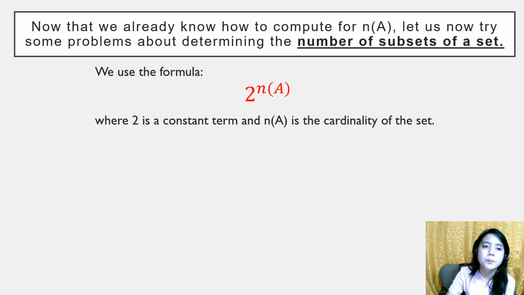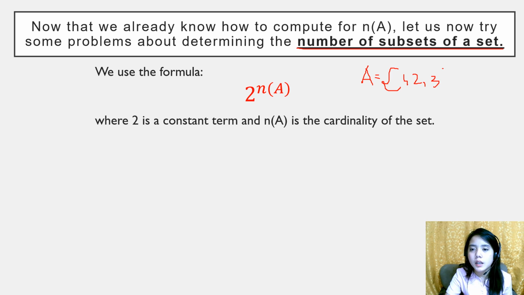Okay, now that we already know how to compute for the cardinality of the set, let us now try some problems about determining the number of subsets of a set. Diba kaganina? Okay, so for example, we have set A is equal to {1, 2, 3}. Okay? So, giname na nato ang mga subsets ani nga set. So, we have {1, 2, 3}. We have the empty set. We have {1}. We have {2}.